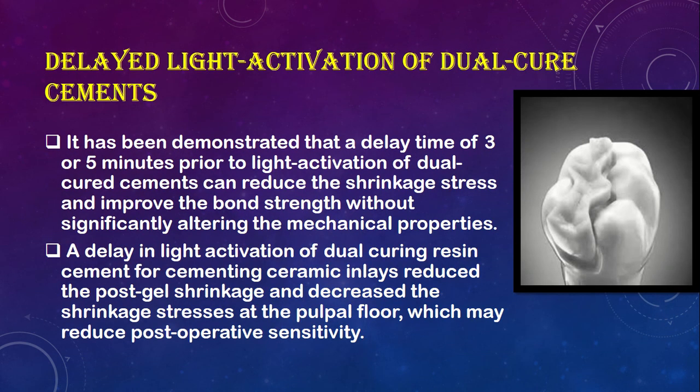Next is the delayed activation of the dual cure resin. It has been demonstrated that a delayed time of 3 or 5 minutes prior to light activation of the dual cure cements can reduce the shrinkage stress and improve the bonding strength without significantly altering the mechanical properties. Right.